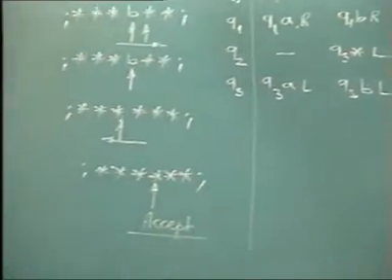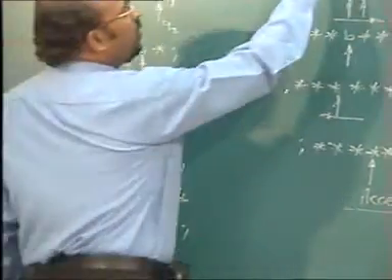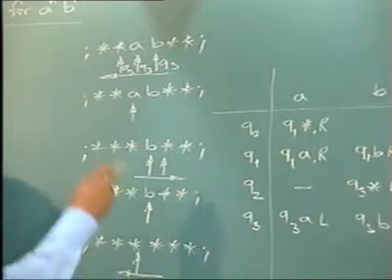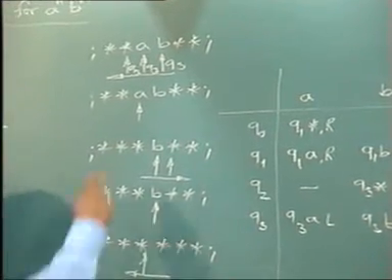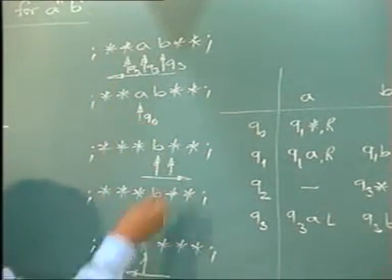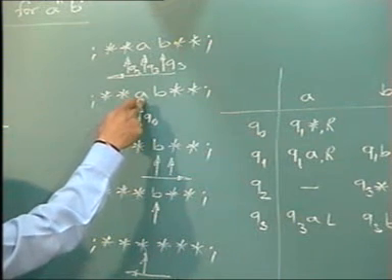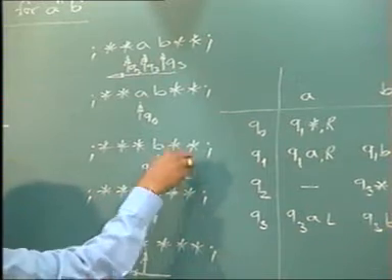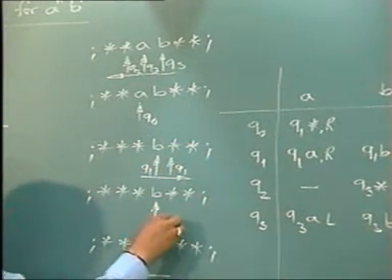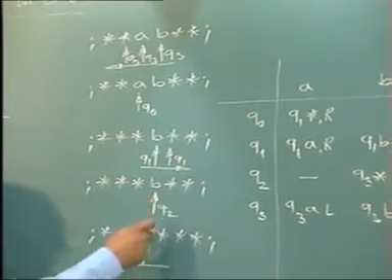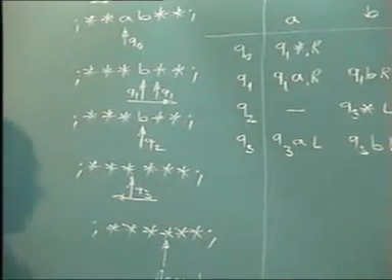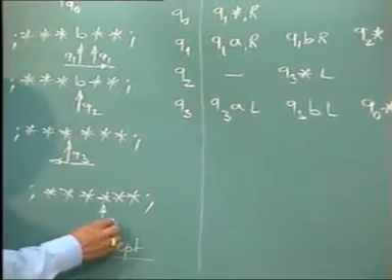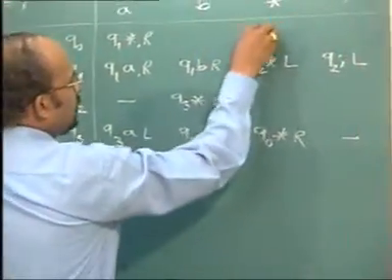So you are in Q2. In Q2, on B, write star, move left, Q3. In Q3, on B, write B, move left, Q3 till you get star. In Q3, on star, write star, move right, Q0. In Q0, on A, write star, move right, Q1. In Q1, on B, write B, move right, Q1. In Q1, on star, write star, move left, Q2. In Q2, on B, write star, move left, Q3. In Q3, on star, write star, move right, Q0, and in Q0, on star, accept.